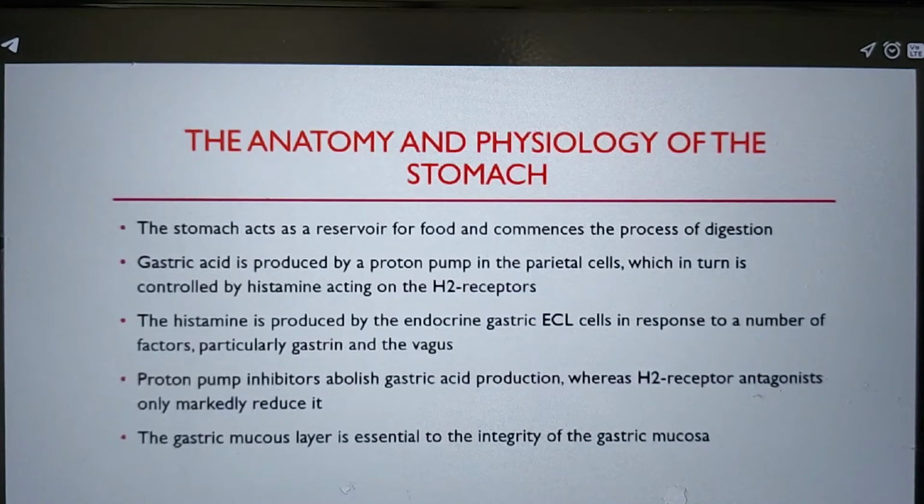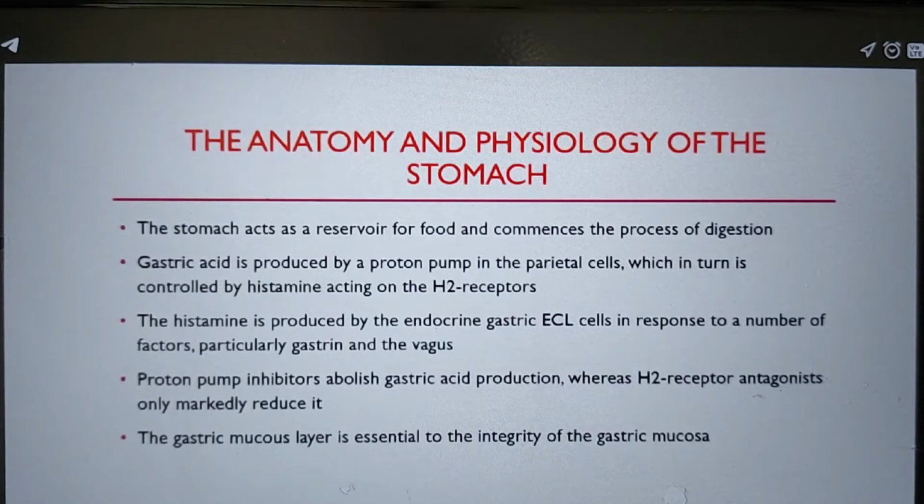So the anatomic physiology of the stomach: the stomach acts as a reservoir for food and commences the process of digestion. Gastric acid is produced by the proton pump in the parietal cells, which in turn is controlled by histamine acting on the H2 receptors.